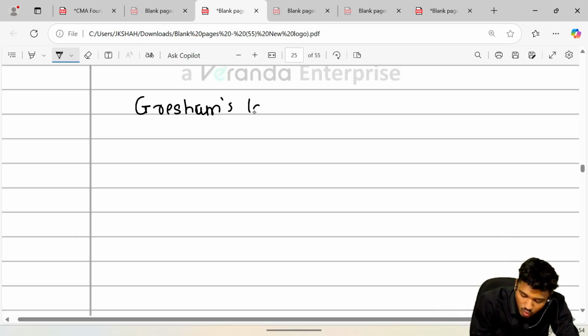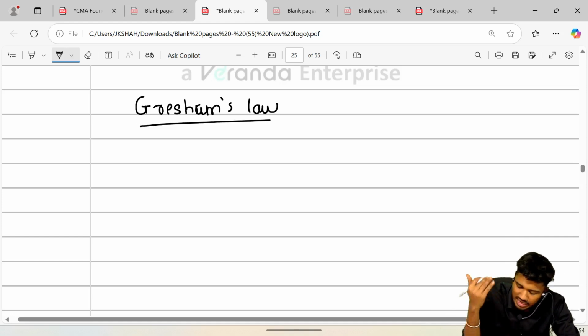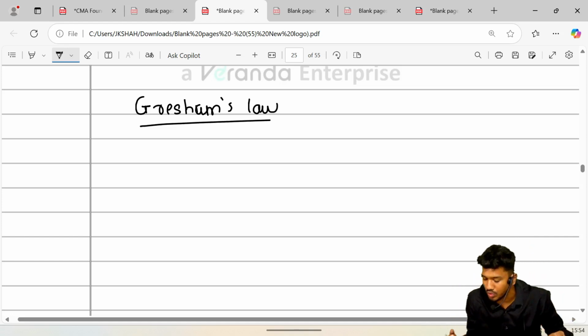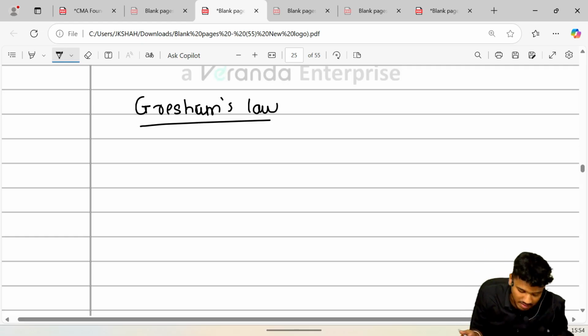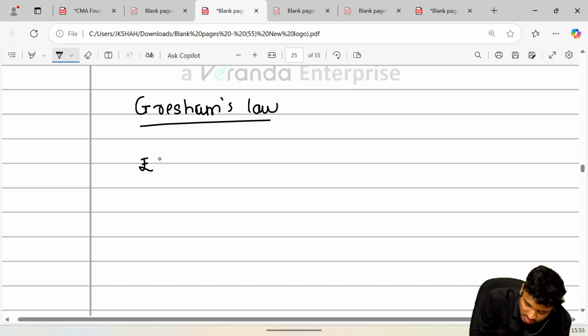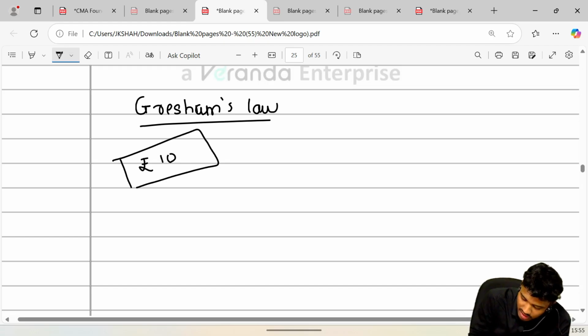Gresham's law. So what does he say? I'll tell you an example. A very ground level example I'll give you, and it would be really easy for you to understand. Example, you have rupees 10 notes. You have a rupees 10 note, and again you have a new rupees 10 note.